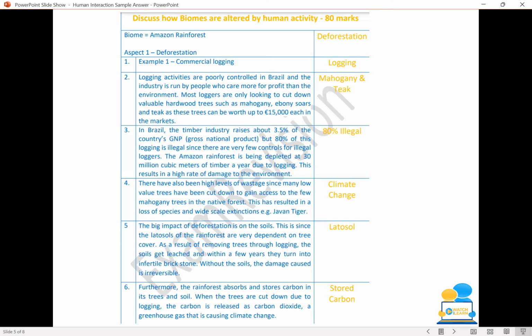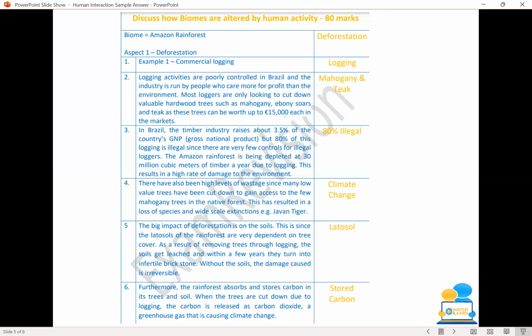So although there are strict restrictions on the amount of trees that can be cut down, most of the trees that are cut down in the rainforest, unfortunately, are illegal. This, of course, has a massive impact on climate change. So there have also been high levels of wastage, since many low-value trees have been cut down to gain access to the few mahogany trees in the native forest. This has resulted in a loss of species and wide-scale extinctions. For example, the Javan tiger.